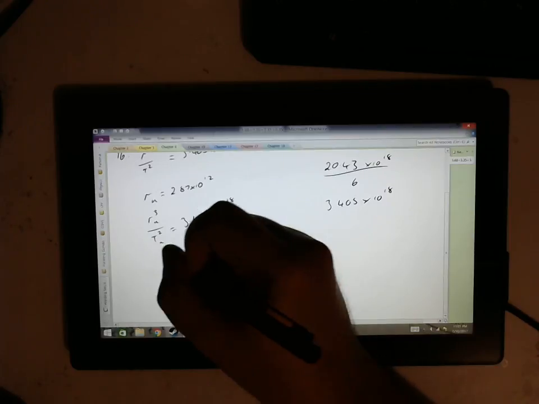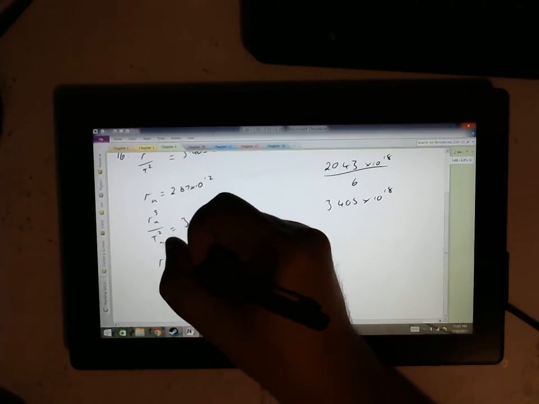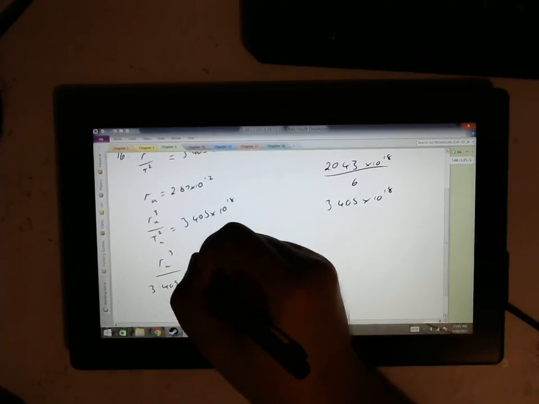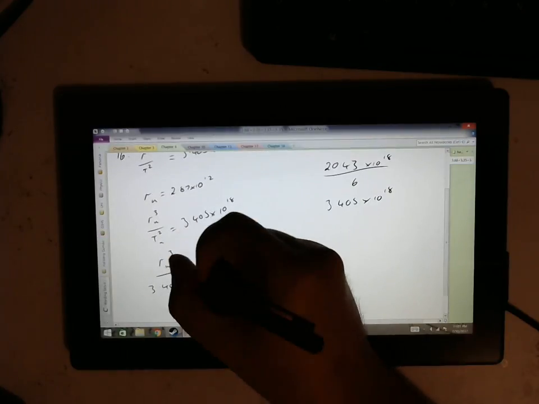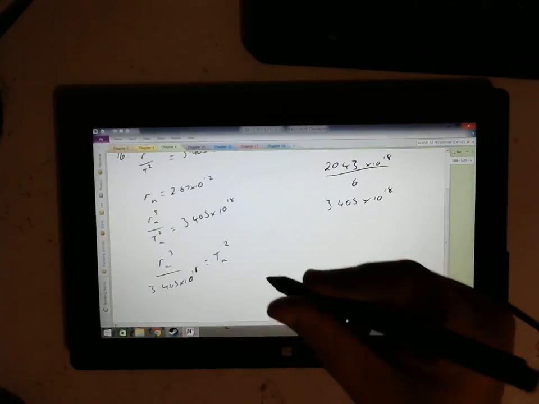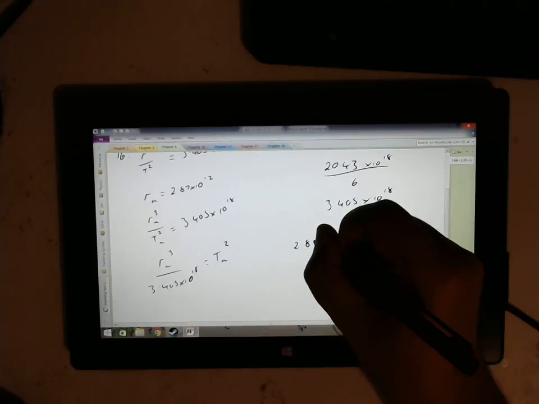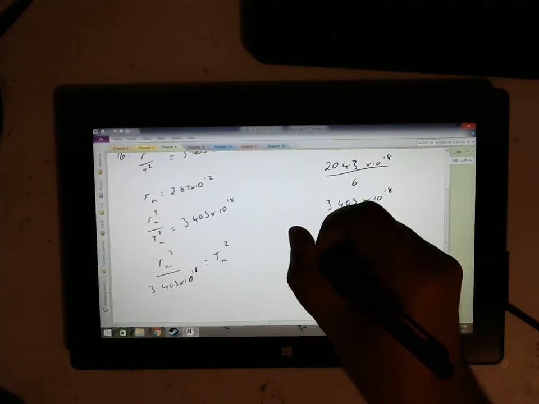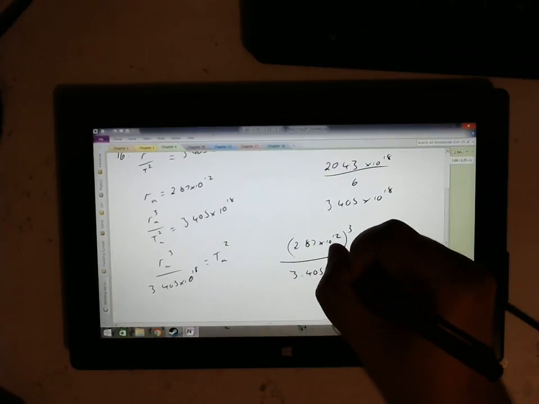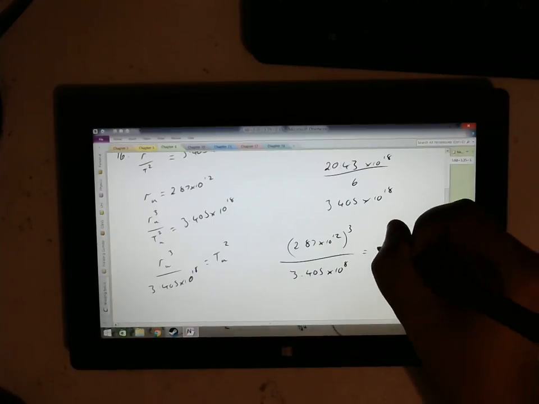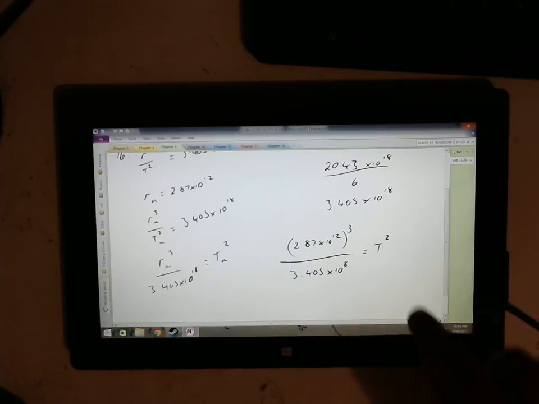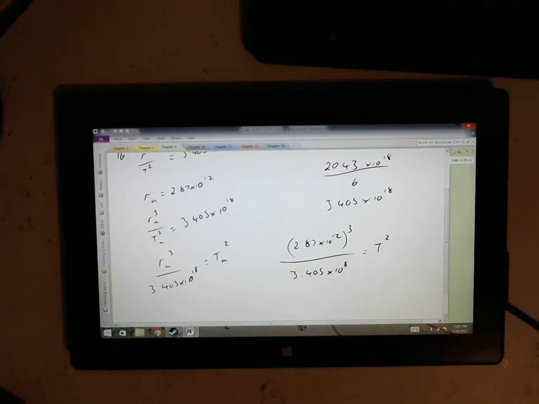Then if we rearrange this, we get R Uranus cubed over 3.405 times 10 to the 18 equals period squared of Uranus, and let's substitute that, so 2.87 times 10 to the 12 all cubed divided by 3.405 times 10 to the 18 equals our period squared. So I'm going to work this out and then square root it to get rid of that square, and we'll be good to go.